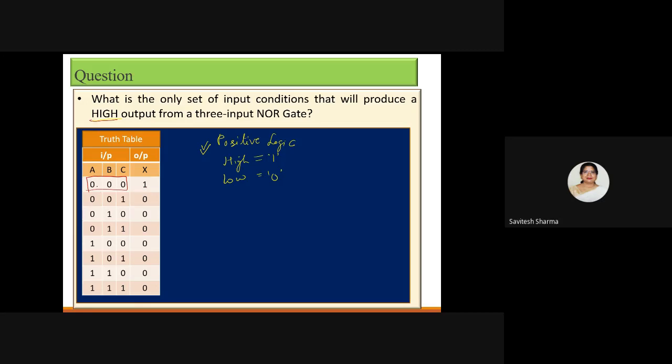So what is the answer? The answer is A, B, C should be 0, 0, 0. This is the combination. This is the only set of input conditions where you will get 1. Got it? So this is a simple question.